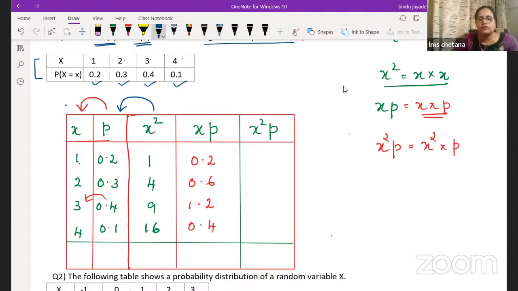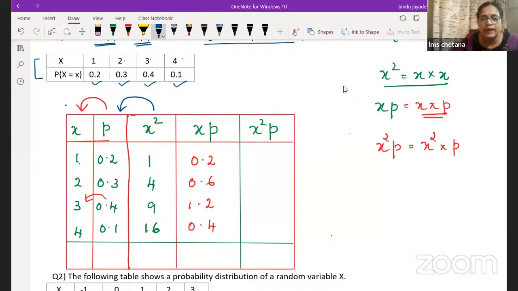Correct? Therefore, step 1: we construct the table with 5 columns. The columns are x, p, x square, x p, x square p. Remember for examinations: whenever you get a question with x and probability and they ask for the mean and variance, otherwise expectation of x, E of x, and V of x, what is step number 1? Construct the table with 5 columns. Write the columns as they are. Now we are going to fill it.